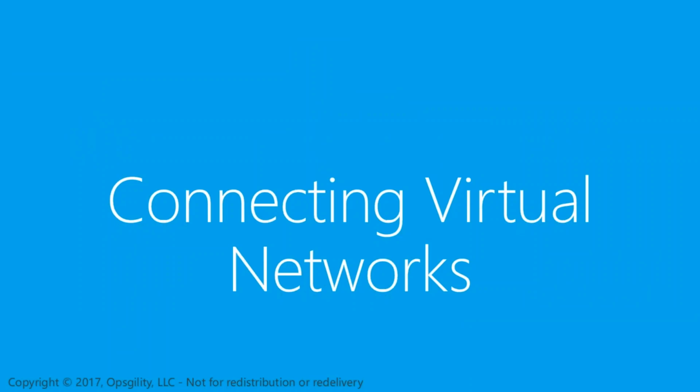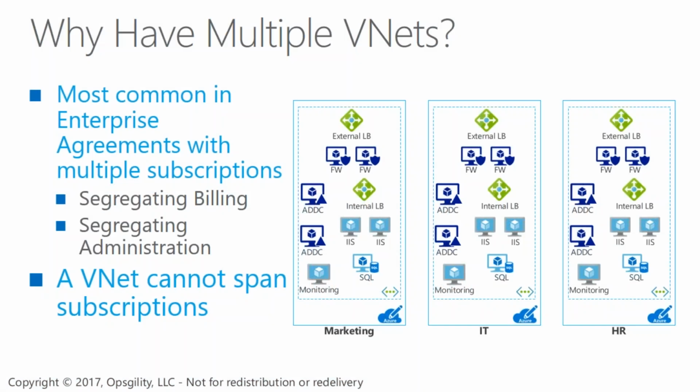Since I mentioned that virtual networks are an isolation boundary, it stands to reason you would ask the question, how would I connect virtual networks then, since they are isolated by default? Another common question is, if I can put everything I need in a single virtual network, why would I have multiple virtual networks in the first place? And of course, I'd need to have multiple VNets in order to want to be able to connect them.